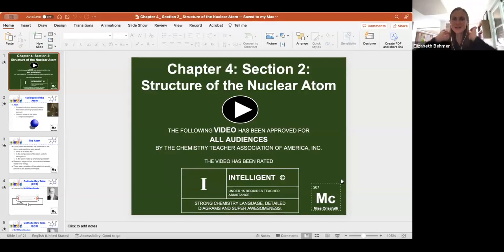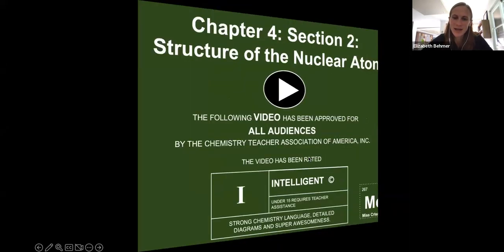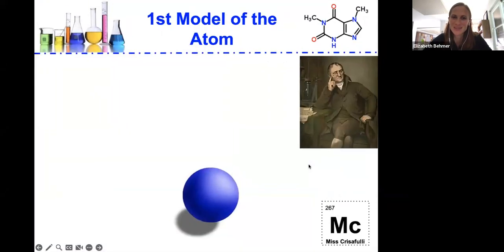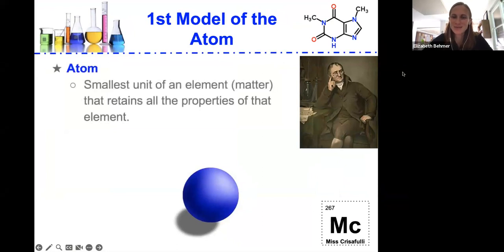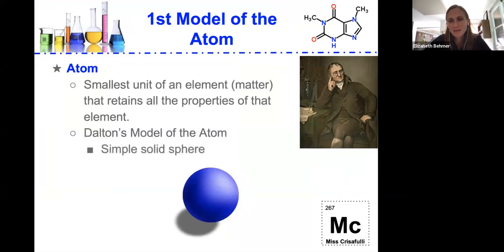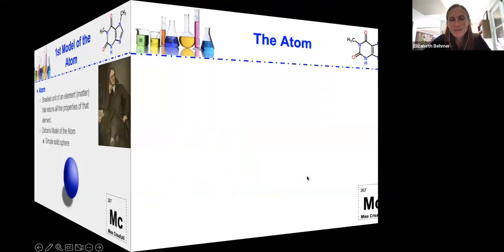All right, class, here we are in chapter 4, section 2, the structure of the nuclear atom. Let's start with this. The atom itself is the smallest unit of an element of matter that retains all the properties of that element. And we follow Dalton's model of the atom, which is a simple solid sphere. It's obviously been revised since then.